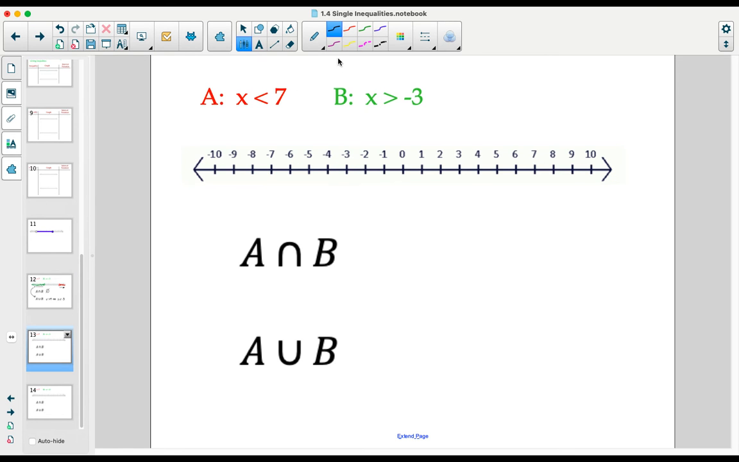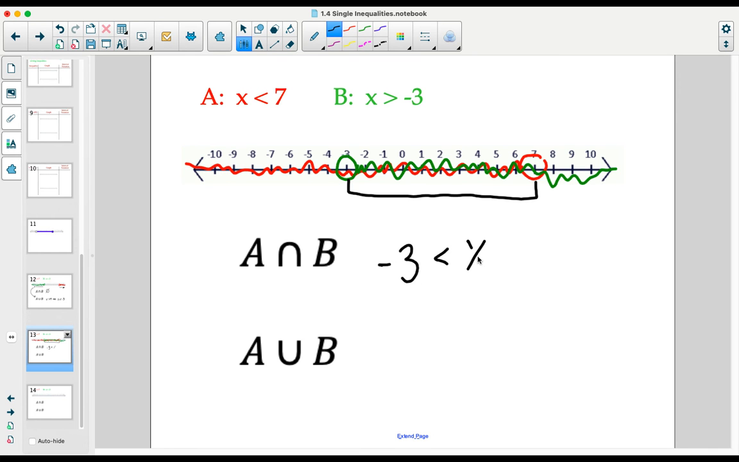Contrast that to this example. The first inequality is now x is less than 7, so we're going to shade all of this over here. And the second inequality is x is greater than -3. So here's x is greater than -3. Obviously, if we're looking for the intersection space, we're looking for the region where it is double shaded. So in this example, I see double shading in that space right here. So the intersection would be in between -3 and 7.